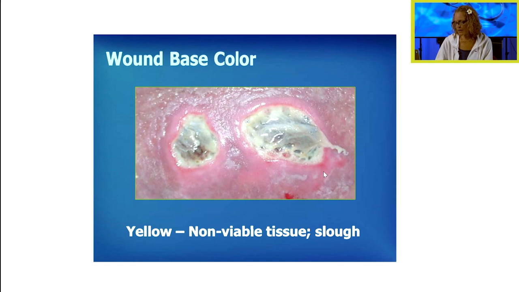Okay. Again, we see slough in this wound base. This is not viable tissue. We've got to get rid of this tissue in order for healthy tissue to come. Now, again, we have to deal with whatever the underlying problems are, right?